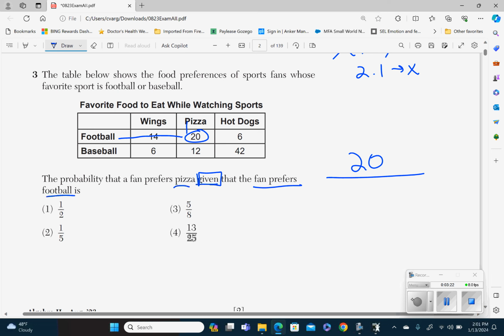Here it says the fan prefers football. So how many total football players are there, right? If I were to take these numbers and add them up, I'm going to get 40. So 40 goes on the bottom. 20 divided by 40 is the same thing as 1/2. Therefore, this is 1/2. Or just guess if you are like, we didn't do this, I don't need to know it. That's up to you.